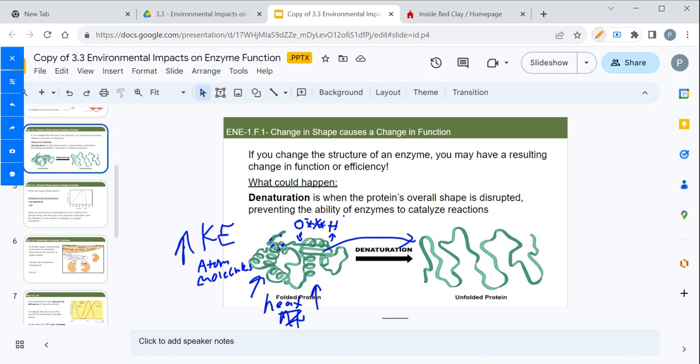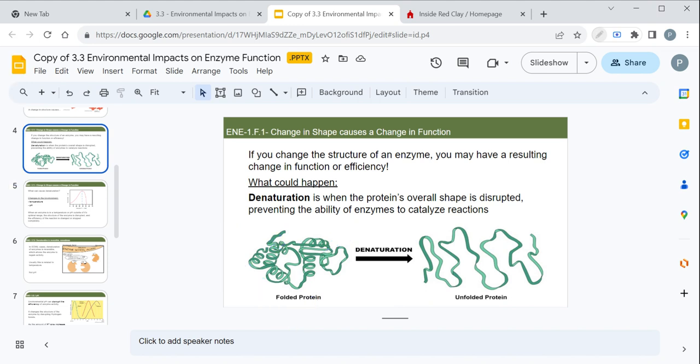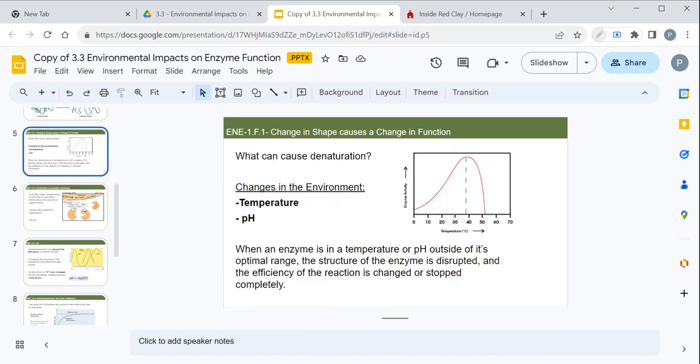So whether you change up the environment, like the pH, you can also change up the salinity. You can change up the temperature. Just changing up these different things can end up having some dire consequences to your enzymes. All right, and that's what we're saying here, right? Changing the environment, temperature, and pH.